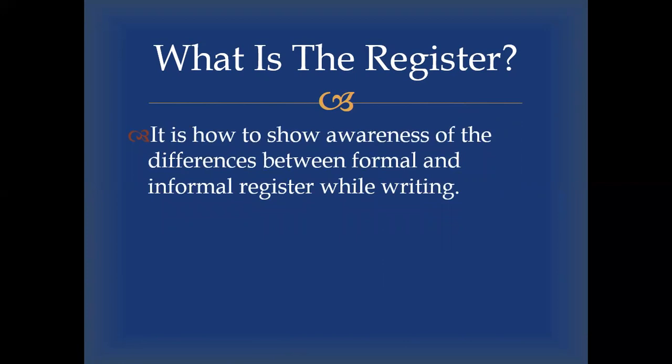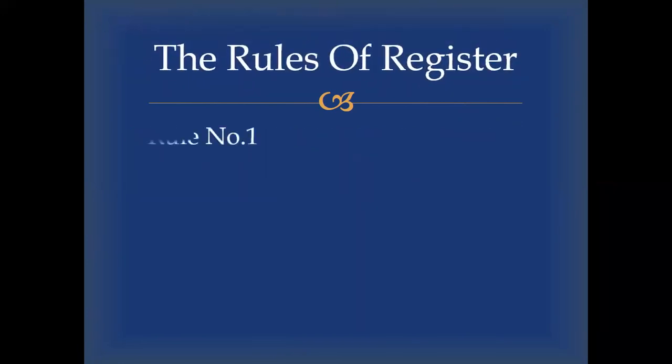The register is how to show the awareness of the differences between formal and informal while writing. When you start differentiating and writing, you need to keep things in mind. When you were in the previous stages, you used to write like you cannot differentiate. You use wrong words, and misuse these words. In order to avoid this and to put you on the track, you need to know the rules and to follow them. Let's start by rule number 1.